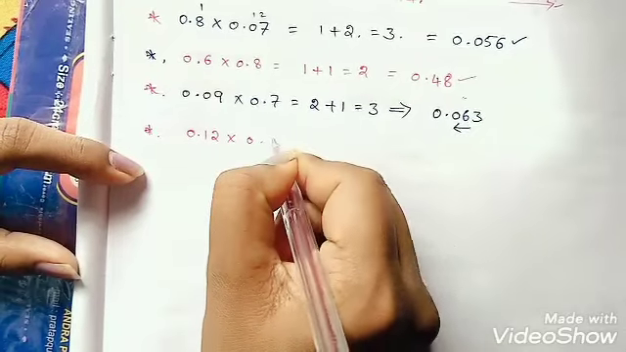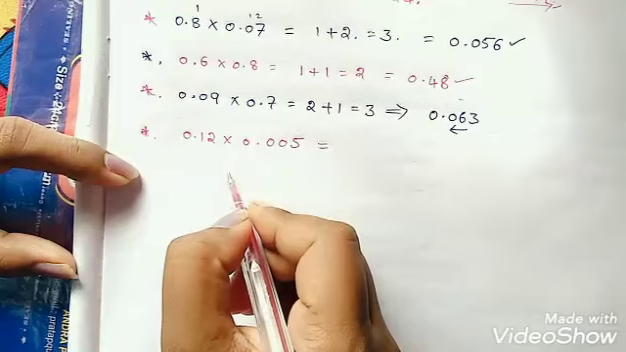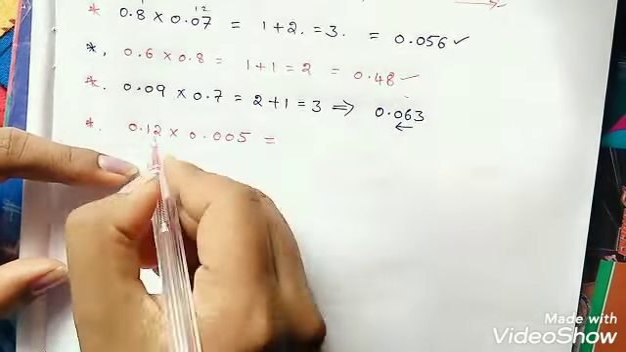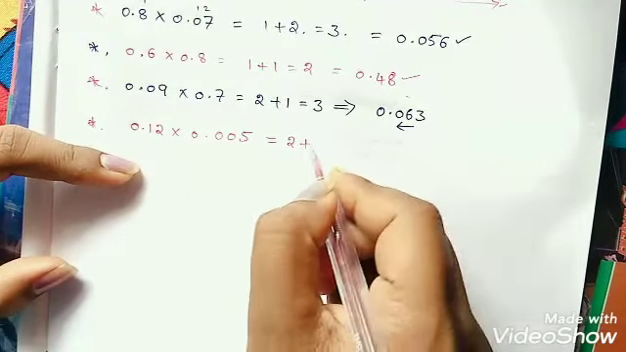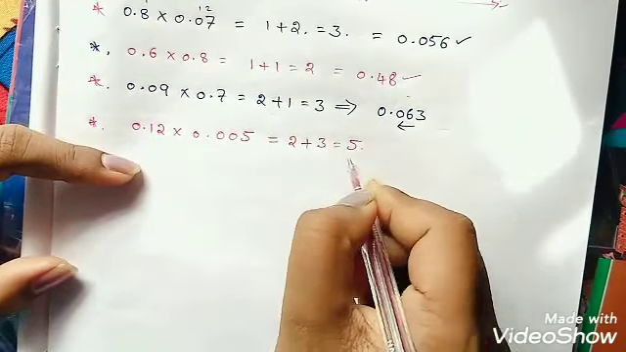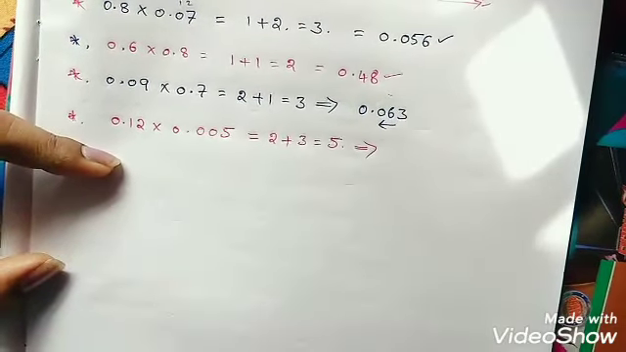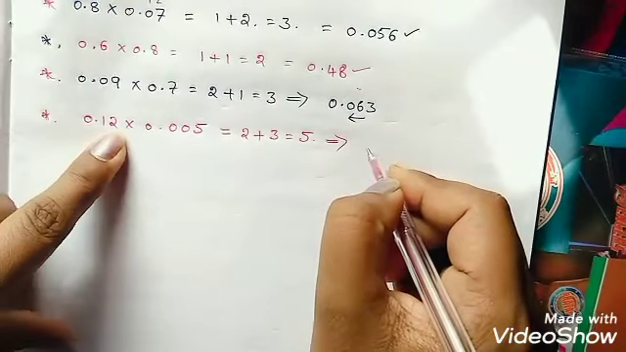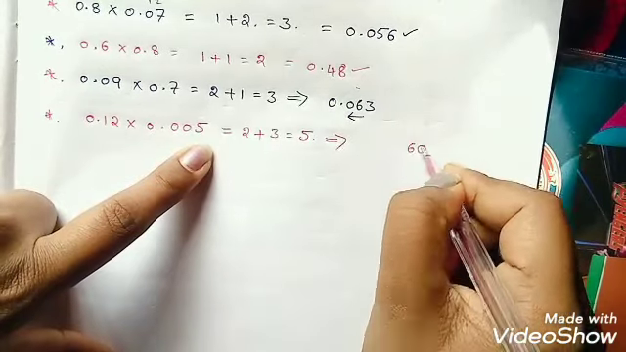0.12 into 0.005. This also is the same. If you count after this decimal, the places are 1 and 2, plus here after this decimal 1, 2, 3. 2 plus 3 is 5. That means in the answer after the decimal you should get a 5 digit number. So let us see the answer. 12 into 5, 12 fives are 60.